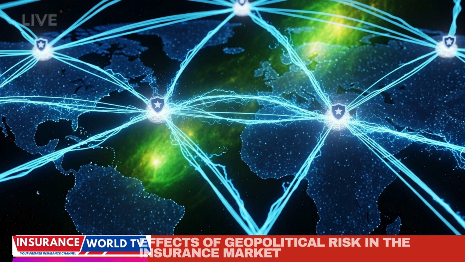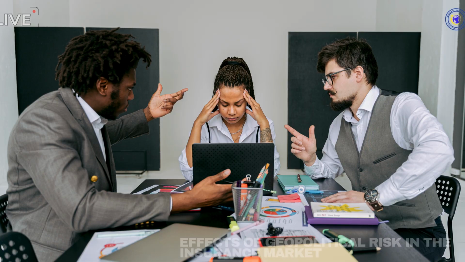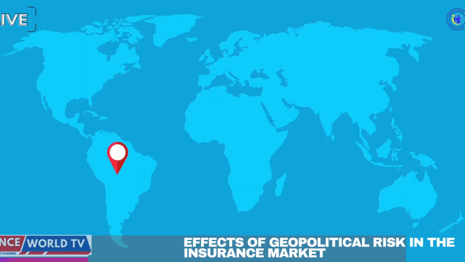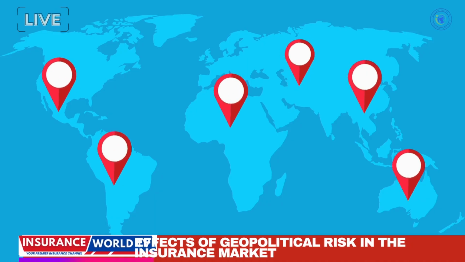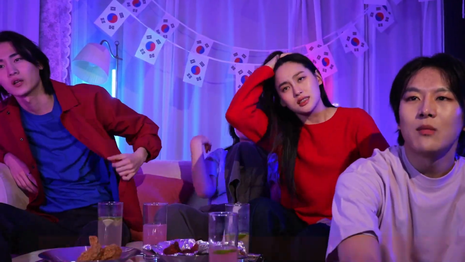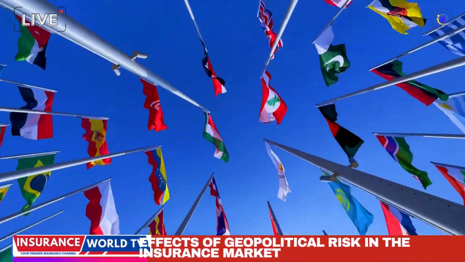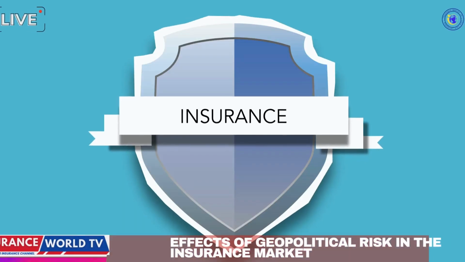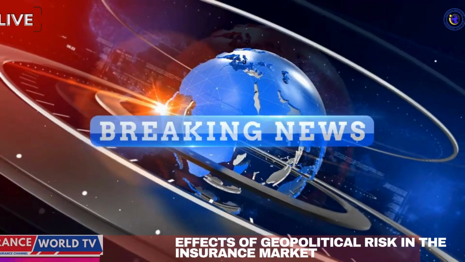Picture this. A war, political instability, or trade disputes thousands of miles away could actually cancel your property insurance back home. Sounds far-fetched? Not at all. Today, we'll dive deep into the hidden ways global politics reshape the insurance industry, redefining how risk is measured and how policies are written.